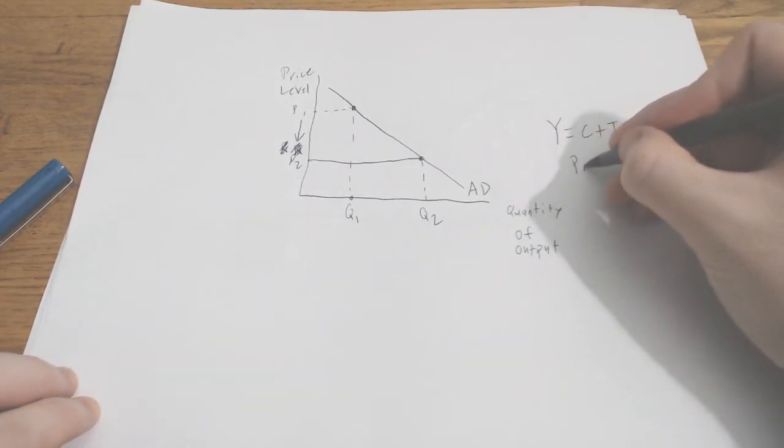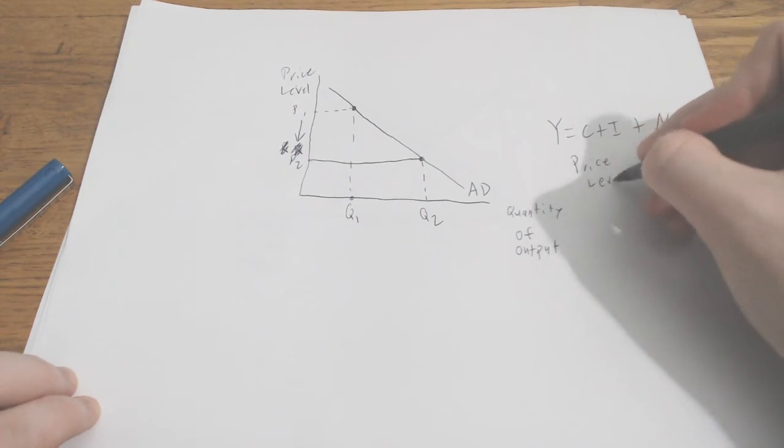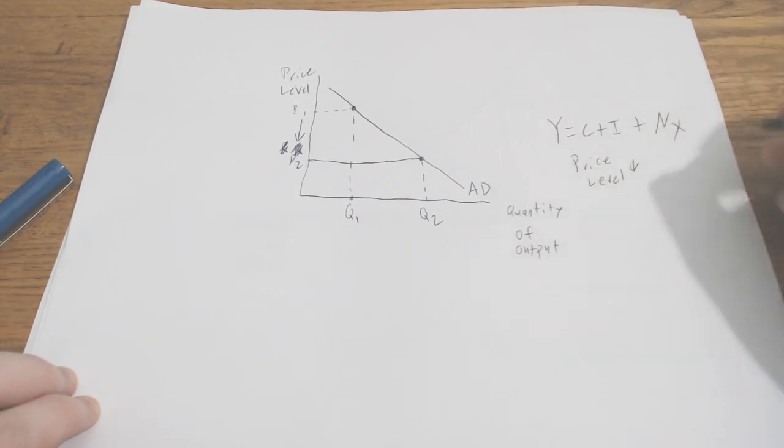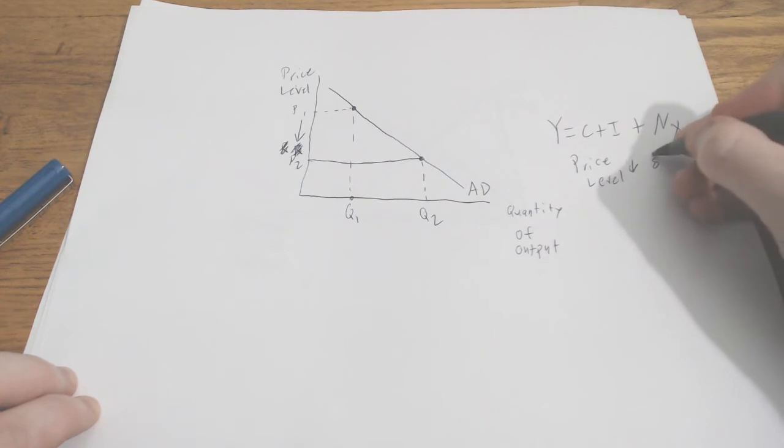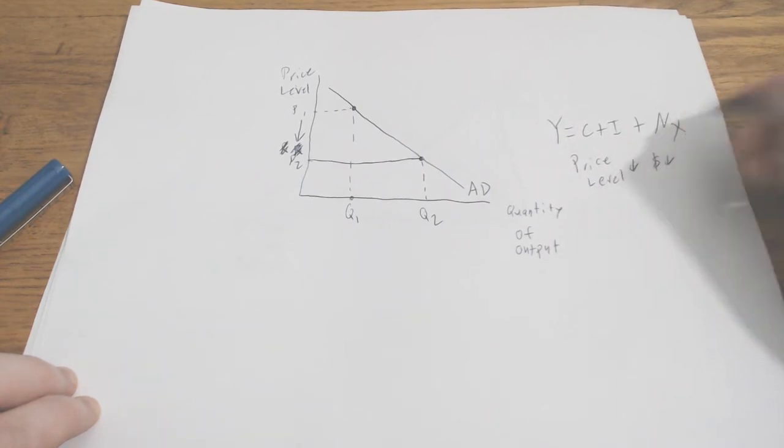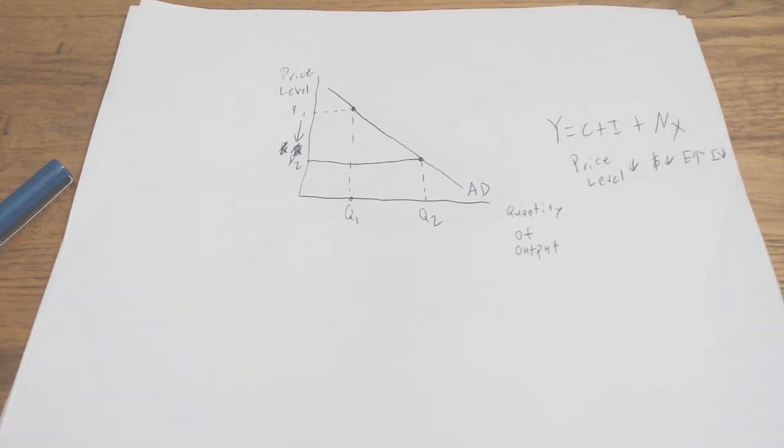So price level decreases, the American dollar depreciates, so it goes down in value, exports increase, and then imports decrease. What happens to the overall net exports? If exports increase and imports decrease, then the overall net exports is going to increase. It's going to be a bigger positive number.